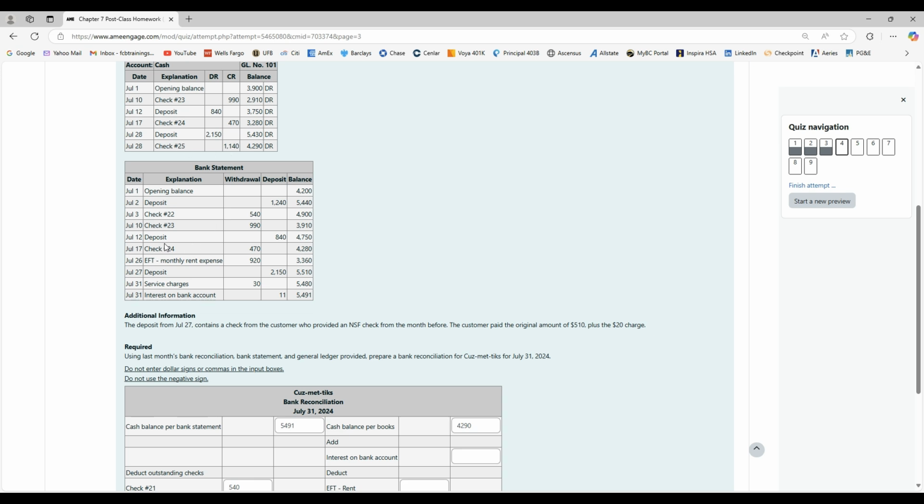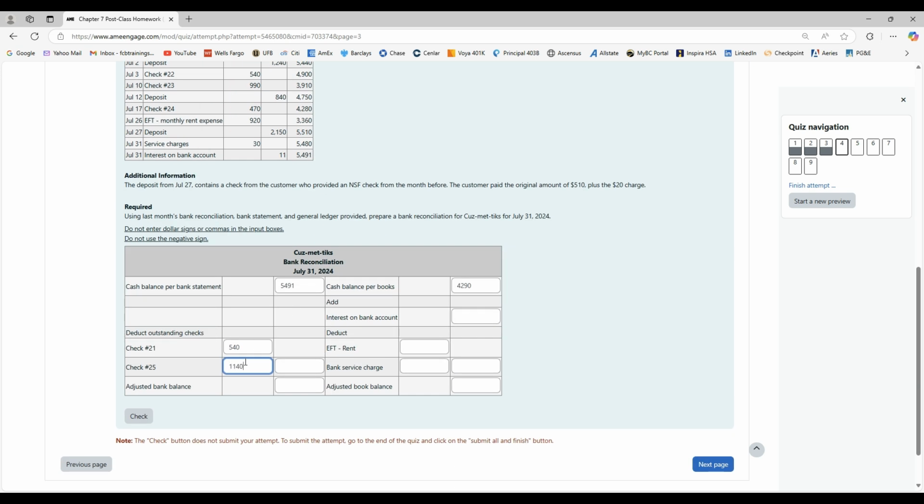Here we can see check number 25. It's not clear on the bank statement, but it was written and shows on our cash balance. So let's put that in. Okay, so we got 1680 and 5491 minus 1680 gives us 3811 for our adjusted bank balance.